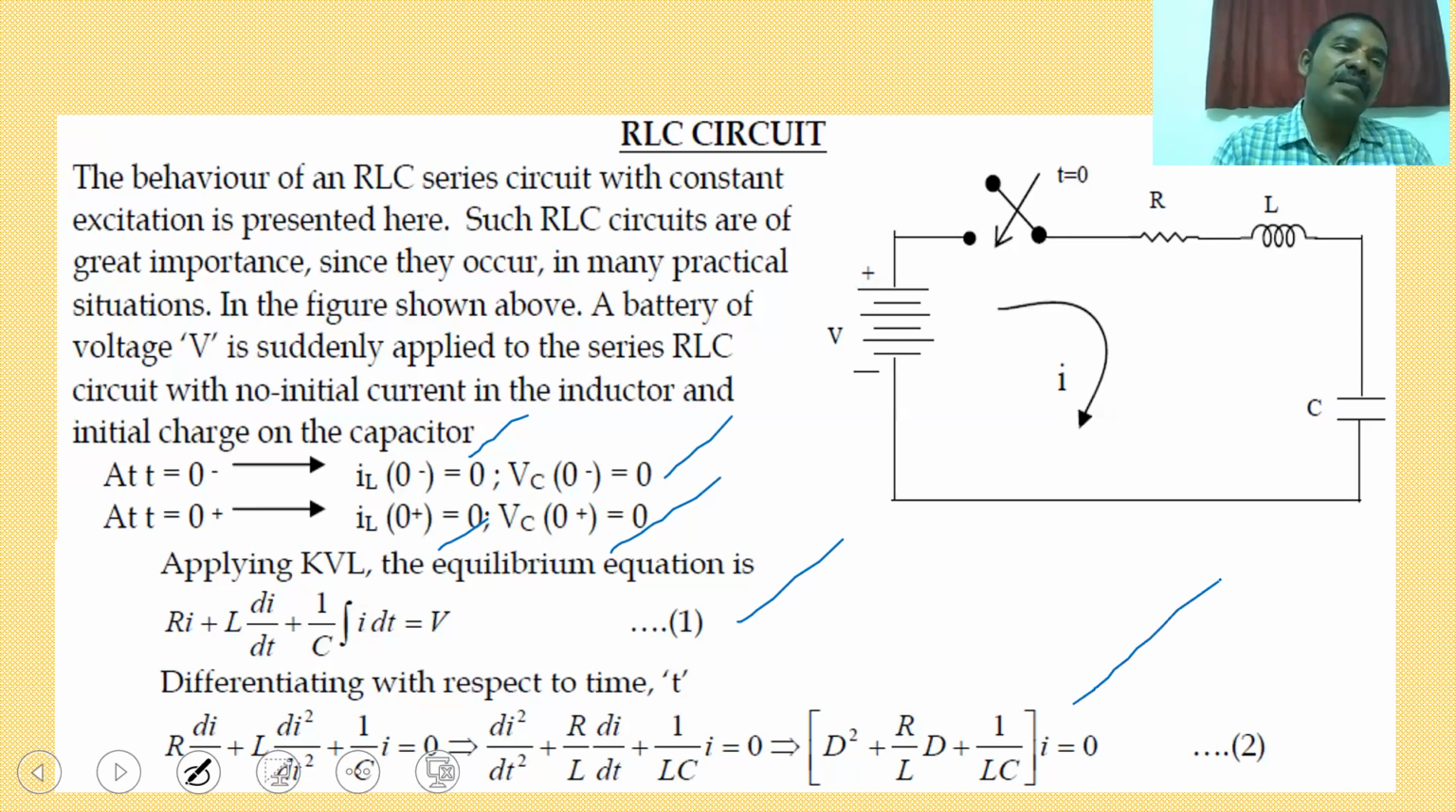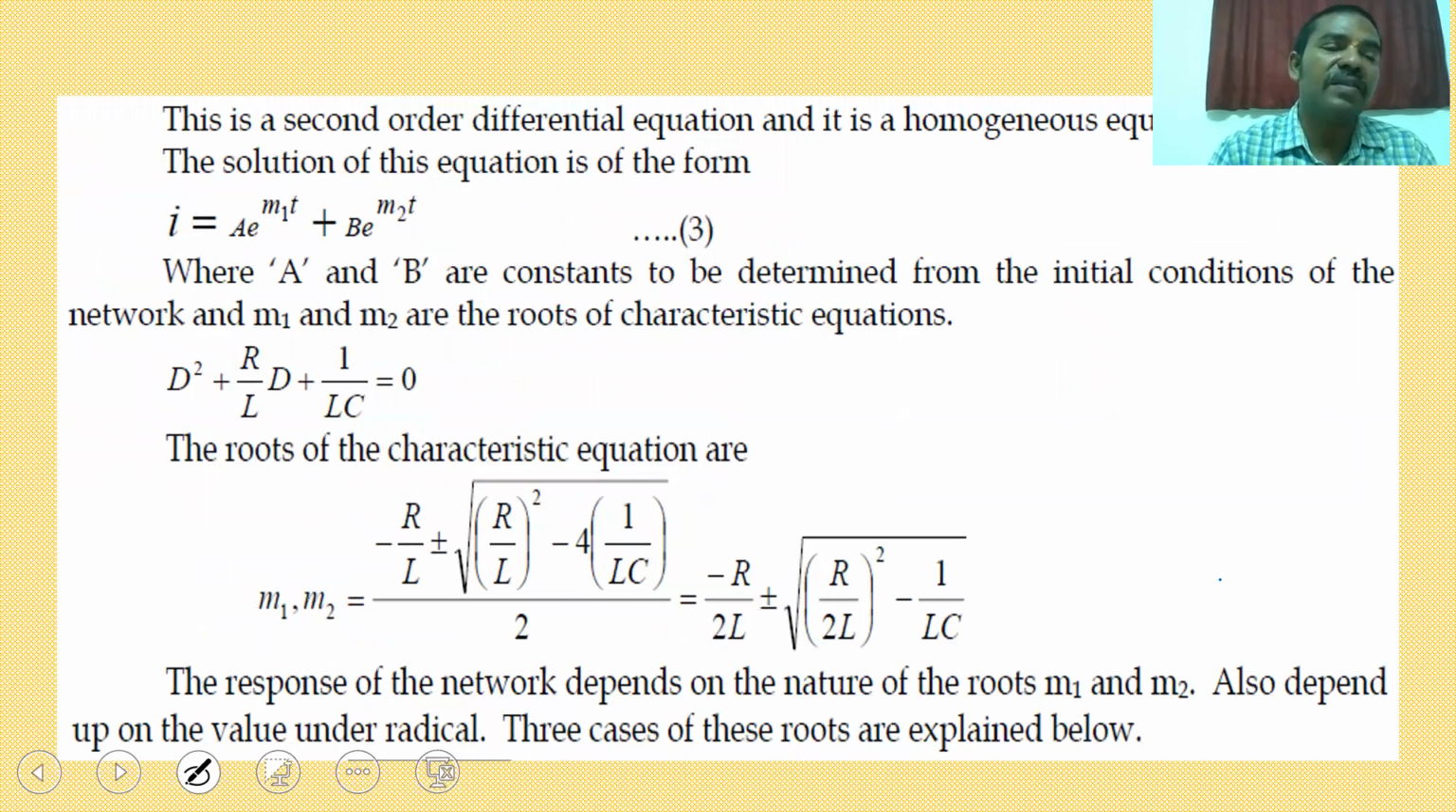The basic solution of the equation is i is equal to some constant A e power m1 t plus some constant B e power m2 t, where m1 and m2 are the roots of the characteristic equation D square plus R/L D plus 1/LC, and A and B you can get by applying the initial conditions. At t is equal to 0 plus, you can get the values of A and B. Are you understanding?